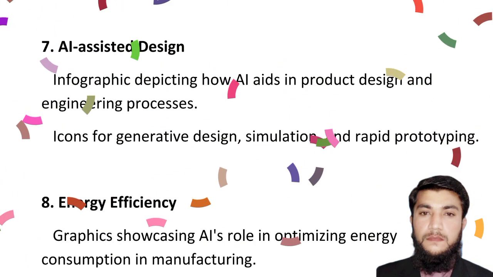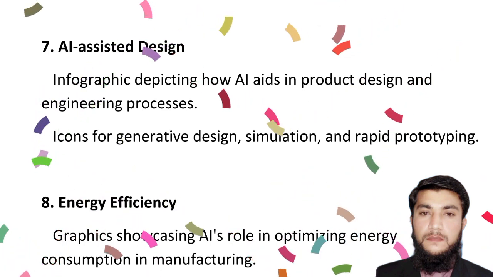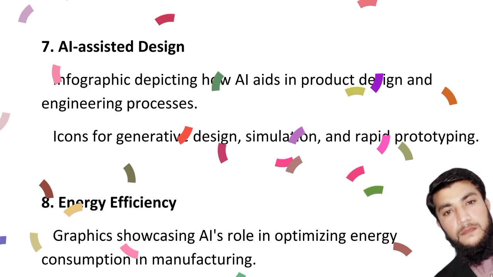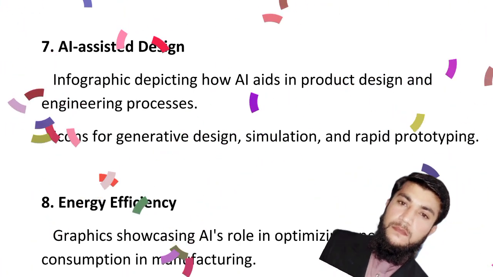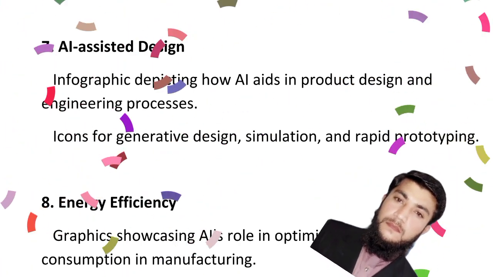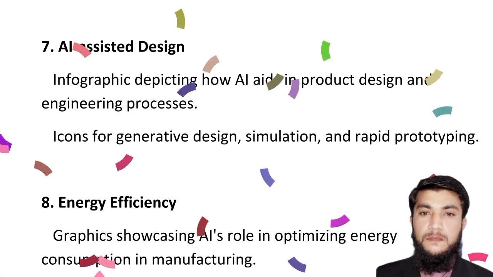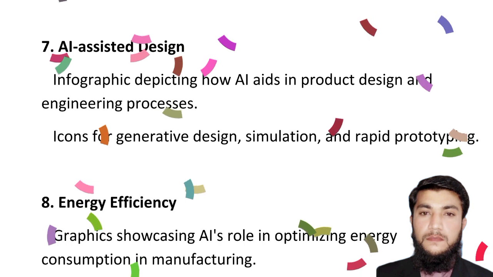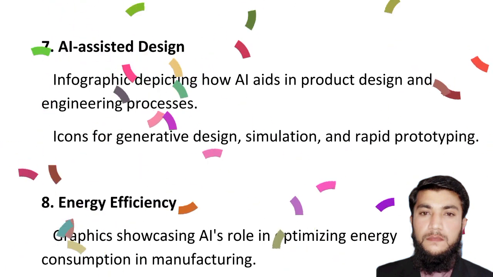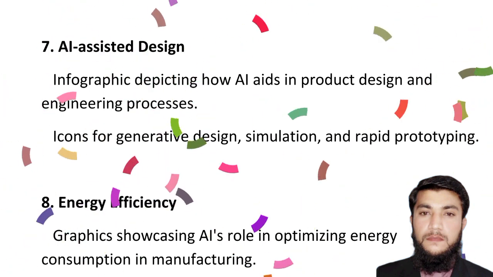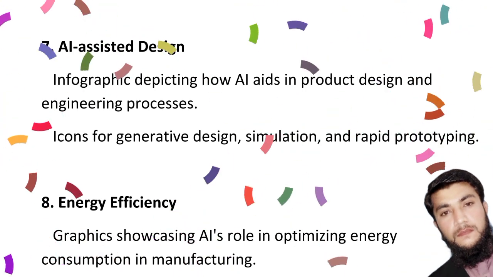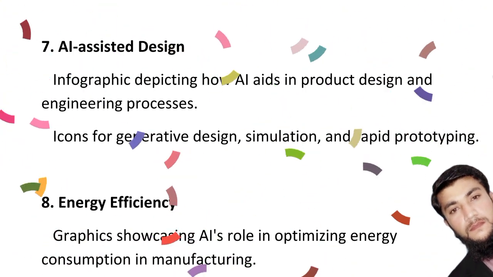Now is point number 7. AI assisted design. Infographic depicting how AI aids in product design and engineering processes. Icons for generative design, simulation, and rapid prototyping.